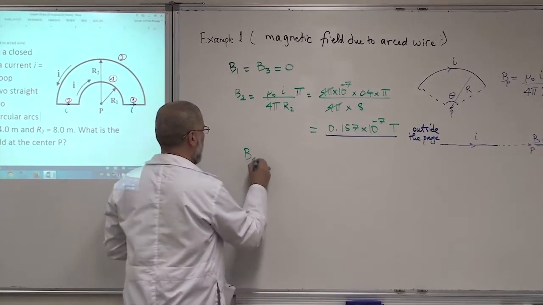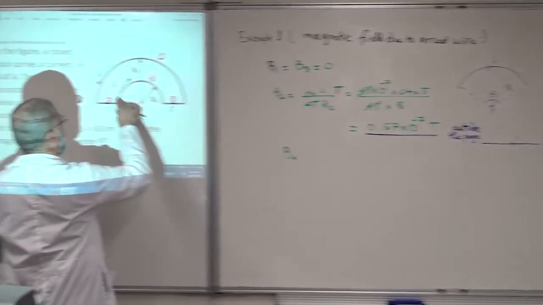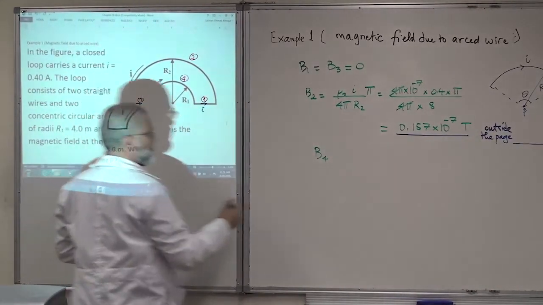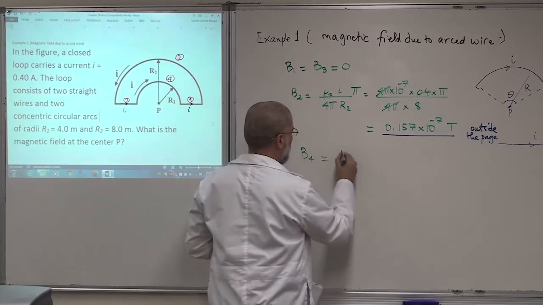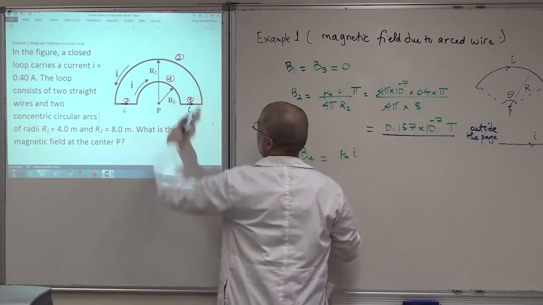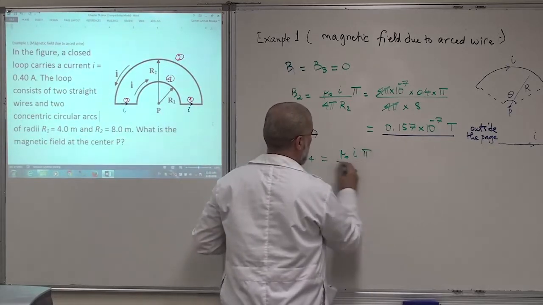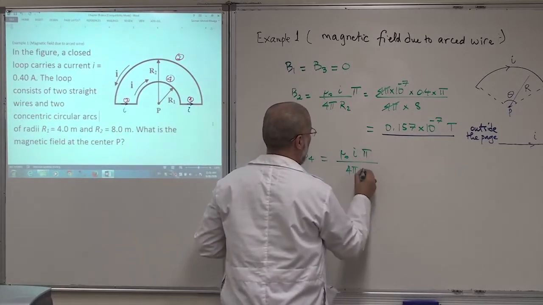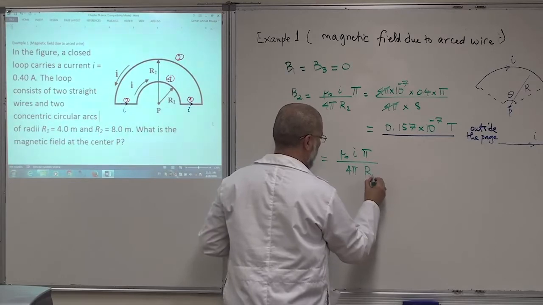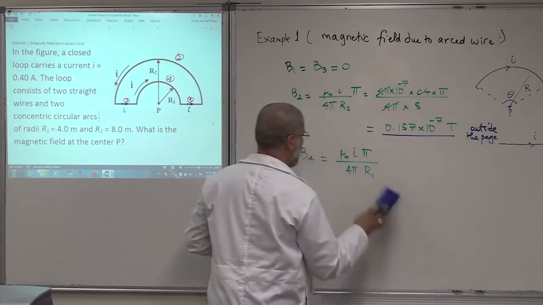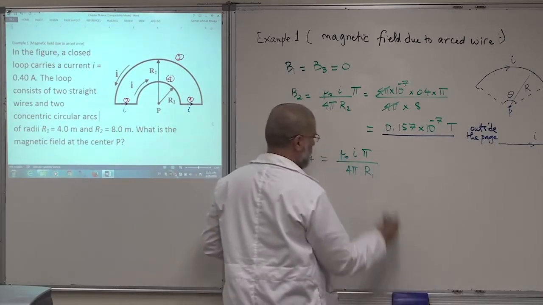B4 is due to this wire here, with the smaller radius. It is mu0 I. What is the angle subtended by this arc here? It is pi. So it is mu0 I pi over 4 pi r1. And mu0 is actually, so let's write the numbers here.